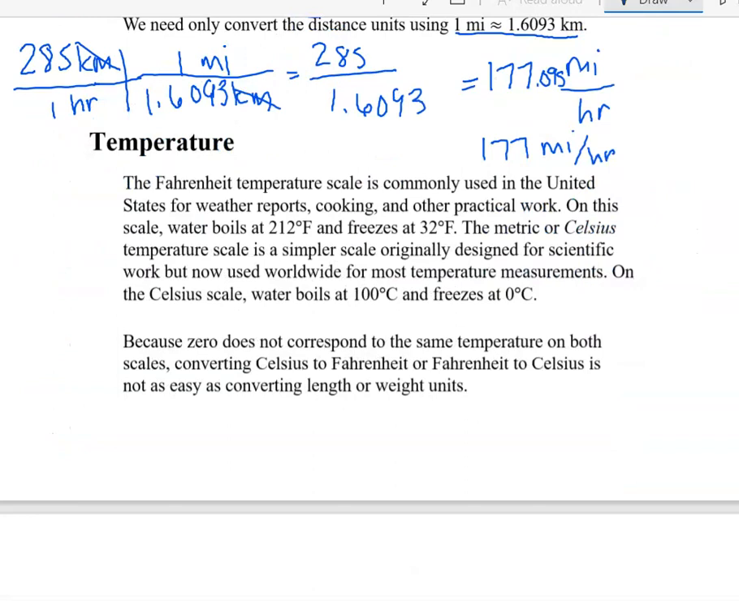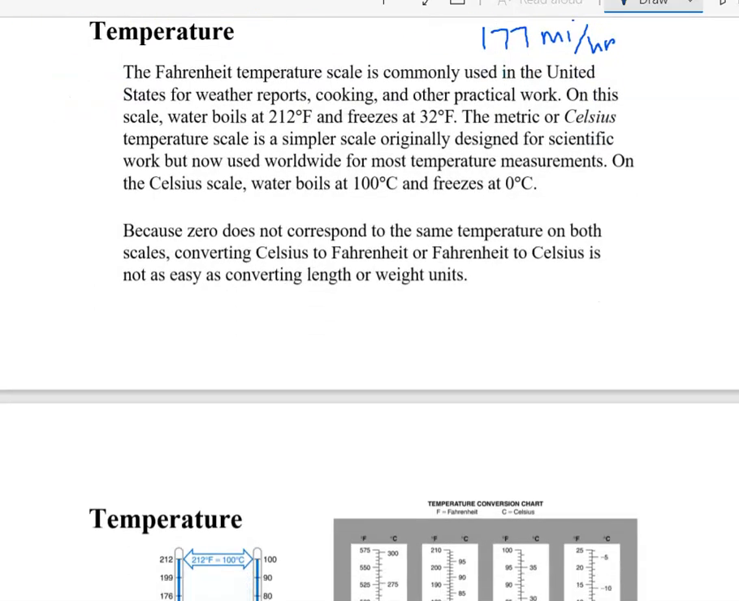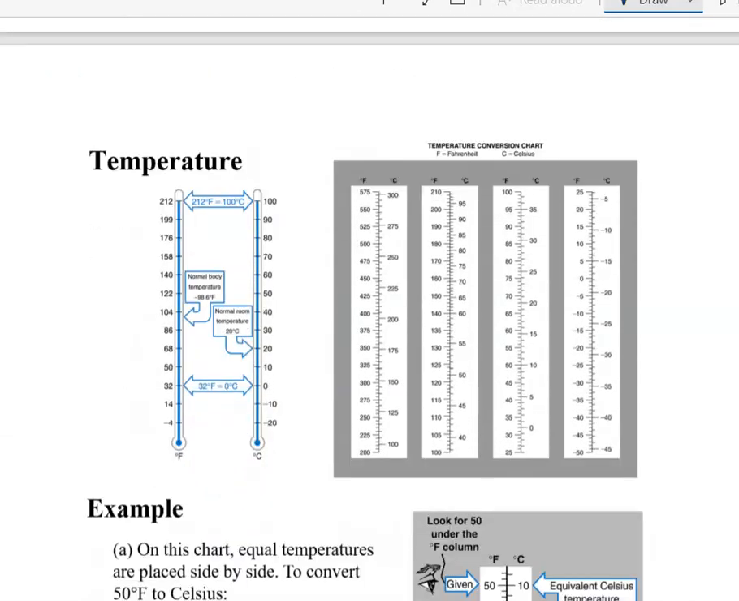So the Fahrenheit temperature scale is commonly used in the United States for the weather reports, cooking, and other practical work. On the scale, water boils at 212 degrees Fahrenheit and freezes at 32 degrees Fahrenheit. The metric or Celsius temperature scale is a simpler scale, originally designed for scientific work, but now used worldwide for most temperature measurements. On the Celsius scale, water boils at 100 degrees Celsius and freezes at 0 degrees Celsius. So we've got our temperature scale here.